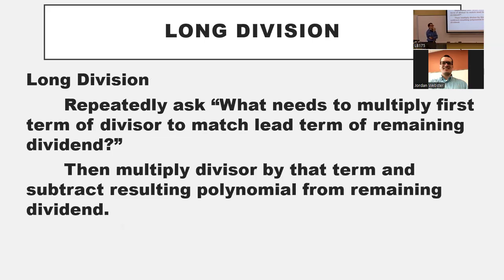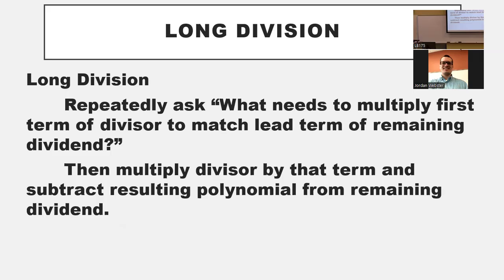One option for division is using long division. Long division repeatedly asks, what do I need to multiply the first term of the divisor by to match the lead term of the remaining part of my dividend? It'll make a lot more sense when we do an example. But that's basically what you're doing over and over and over again.